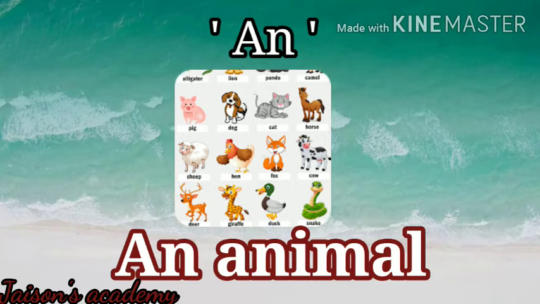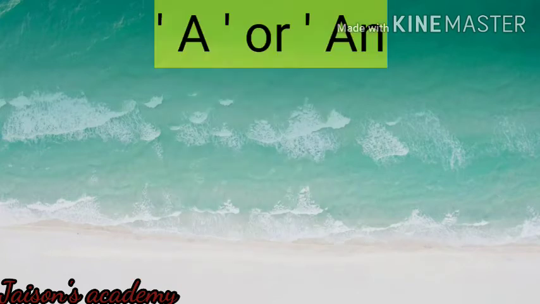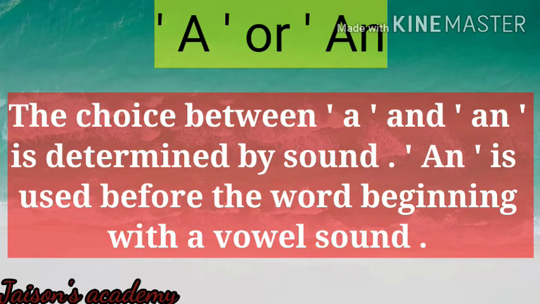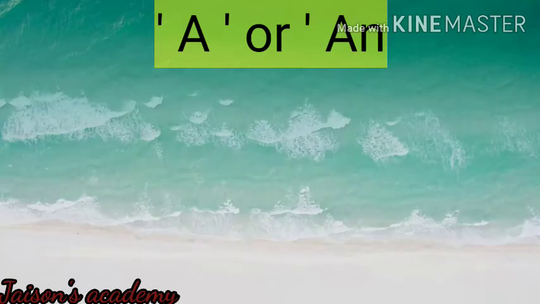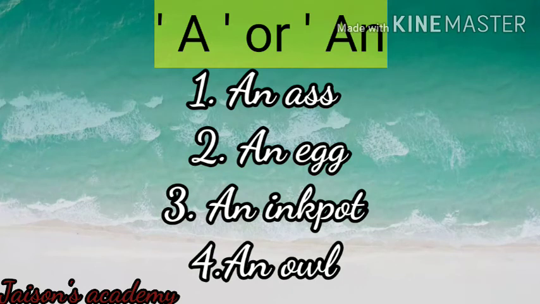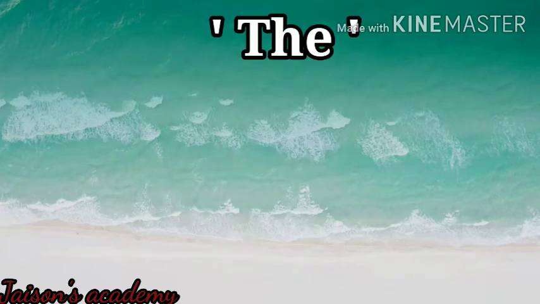Now we will see a or an. The choice between a and an is determined by sounds. An is used before words beginning with a vowel sound. Here are some examples: an ass, an egg, an ink pot, an owl.